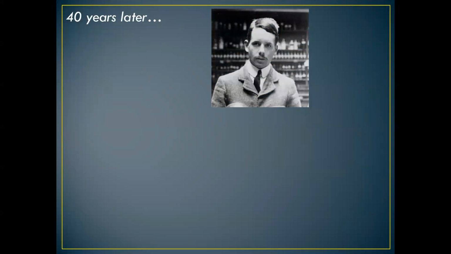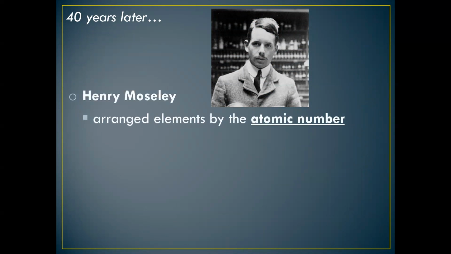So 40 years later, Henry Moseley was using Dmitry Mendeleev's periodic table, and more elements had now been discovered. And he decided, why don't I arrange the elements not by increasing atomic mass, but by increasing atomic number? Because remember, the atomic number is unique to every single element. There's only one element that has one proton. That's hydrogen's atomic number, 1. There's only one element that has 2 protons. That's helium, atomic number 2.